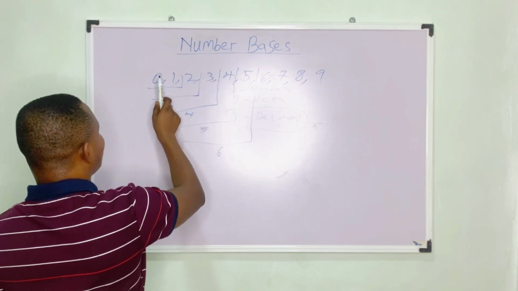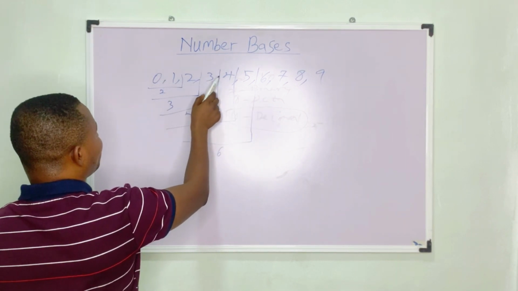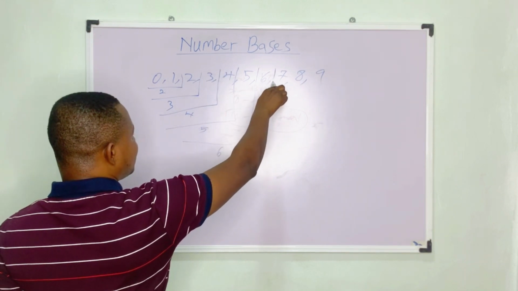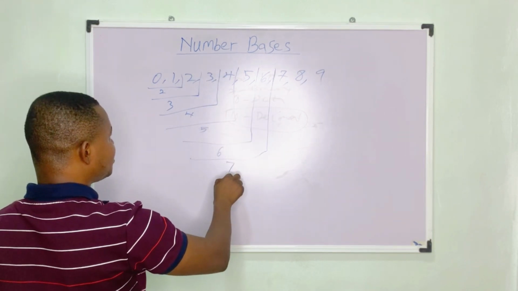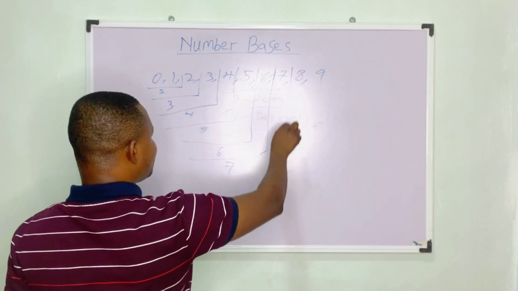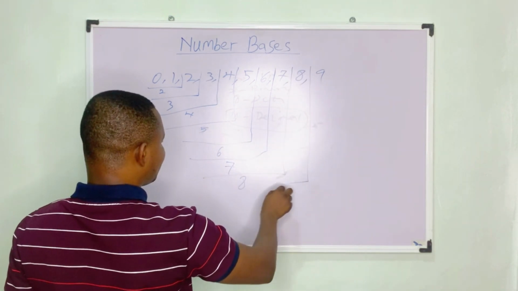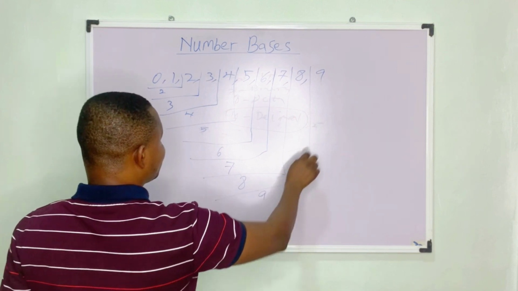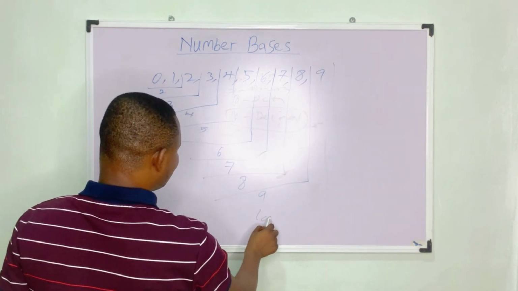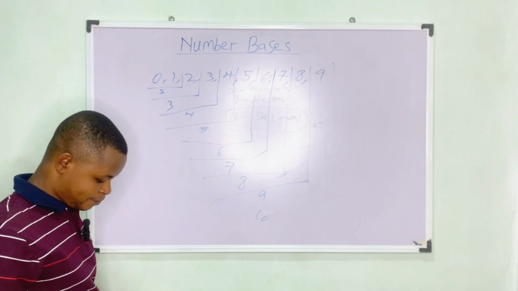As you can see, if you count, you have 1, 2, 3, 4, 5, 6. Base 7, the highest number is 6. Base 8, the highest number is 7. Base 9, the highest number is 8. This is base 9, and this is base 10. We have from 0 to 9.